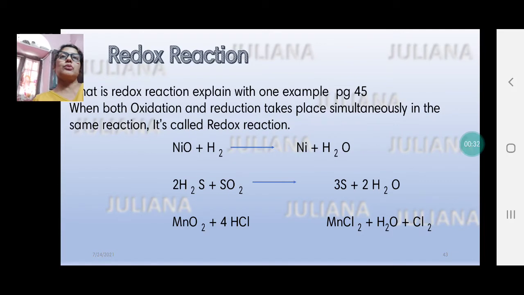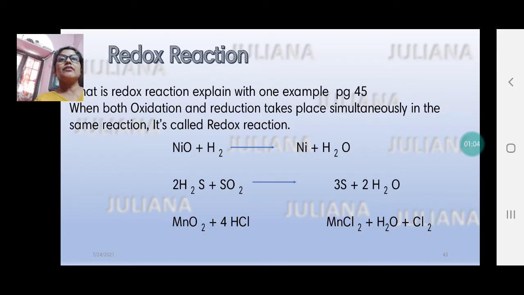NiO plus H2, nickel oxide reacting with hydrogen. Now nickel, oxygen has been removed, so nickel has been reduced, and oxygen has been added to hydrogen to give us water. So hydrogen has been oxidized, but hydrogen has been added to oxygen, so oxygen has been reduced. So in this reaction there are two reductions happening and one oxidation. Hydrogen is being oxidized, oxygen and nickel are being reduced.